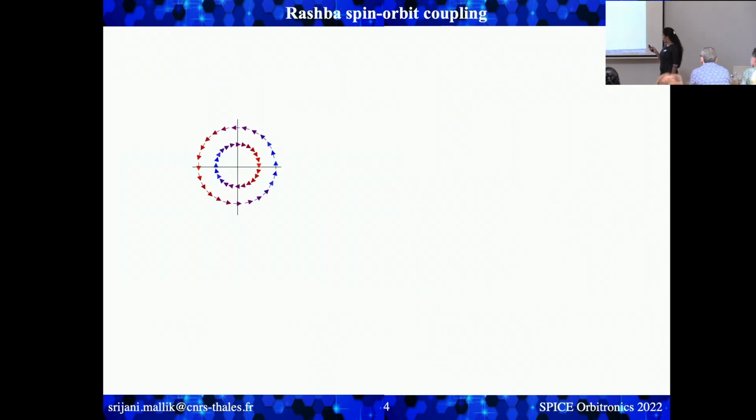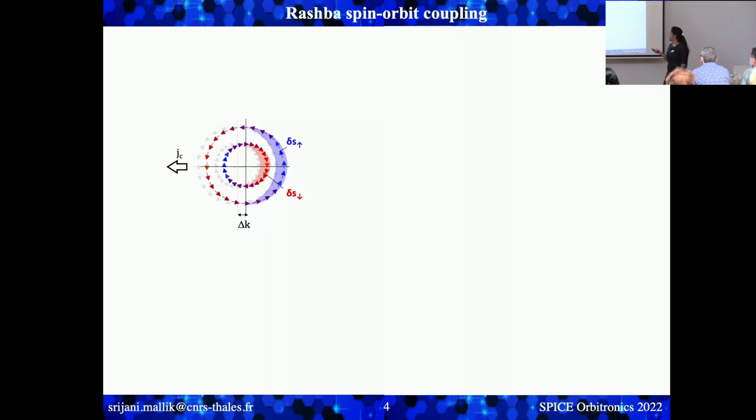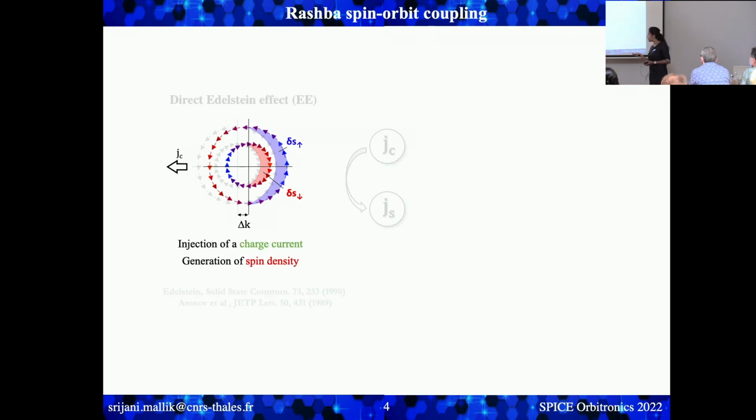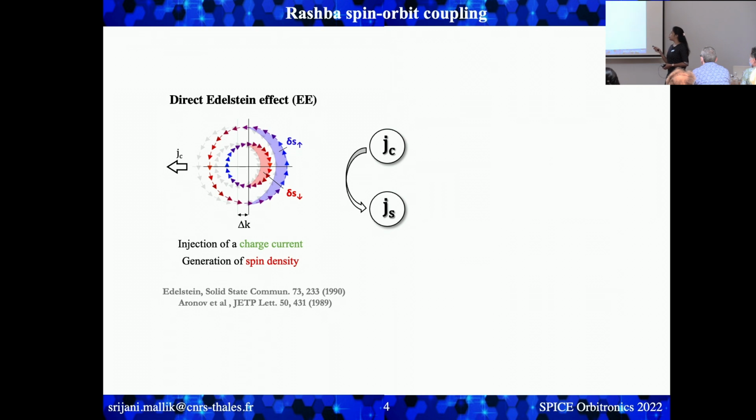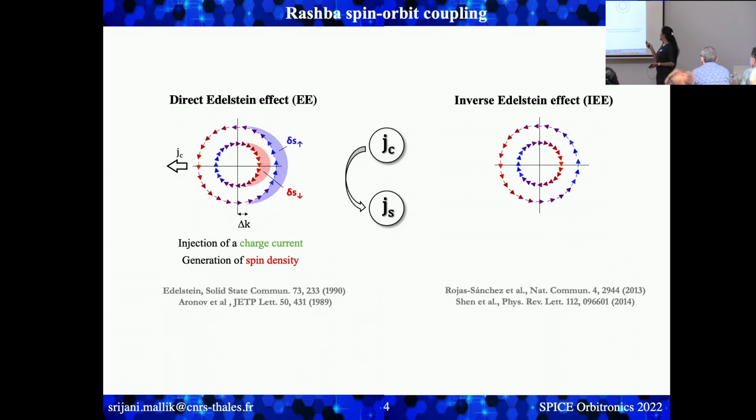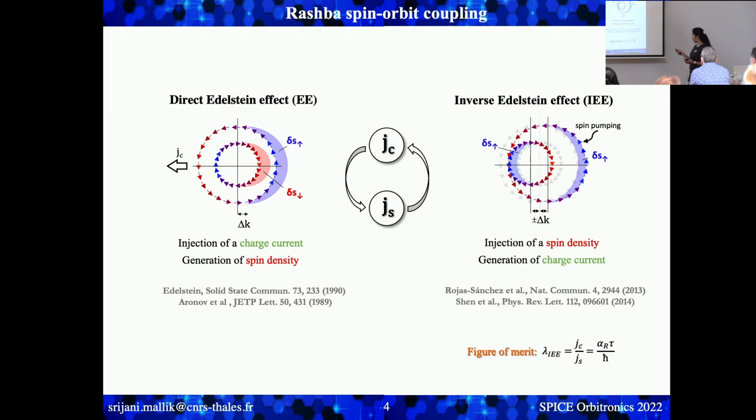In the case of, let's say, the direct Edelstein effect, where we pass a charge current in such a system, the Fermi contours shift and there is a spin accumulation, and as they are not equal, of course we have some spin density. So this is how we can have charge to spin. This is the direct Edelstein effect, and we have the reciprocal effect, which is the inverse Edelstein effect, where passing a pure spin current, let's say by spin pumping, the Fermi contours shift in the opposite direction, and from this delta K we can have a generation of charge current, which is the spin to charge.